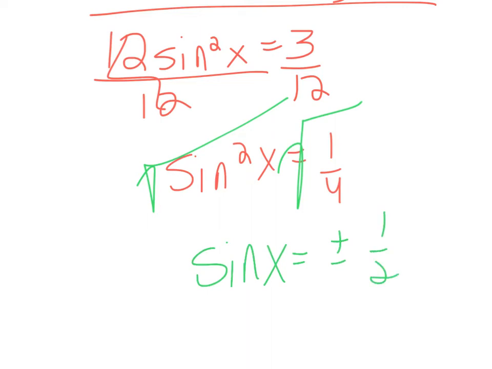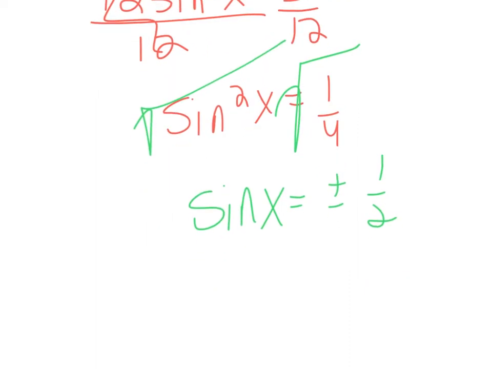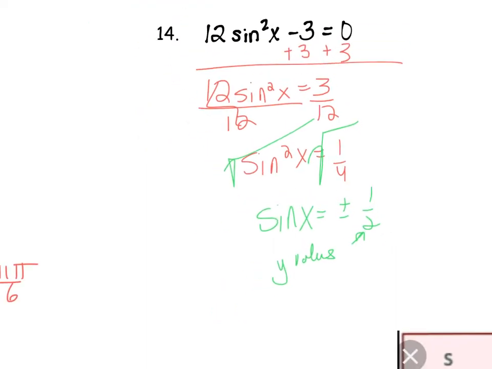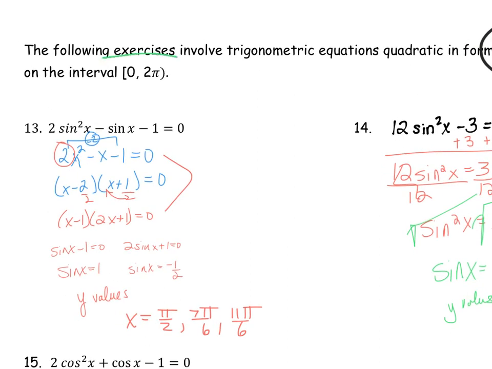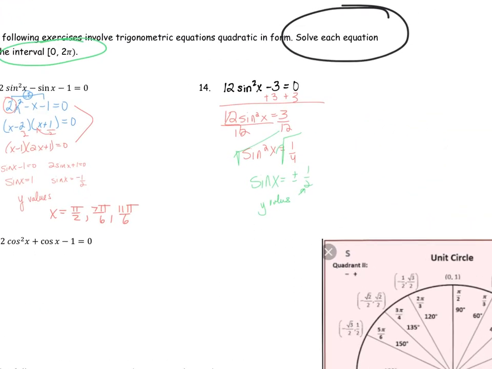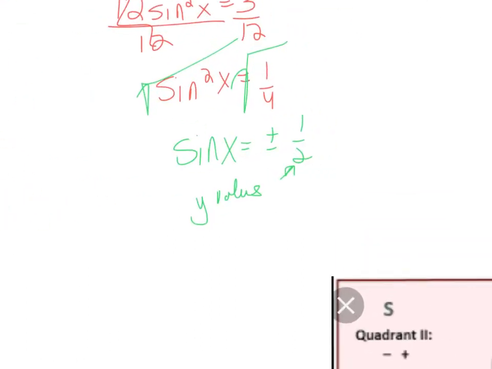4. There's 2 times when the y values, since it's sine, are positive 1/2, and there's 2 times when the y values are negative 1/2. I was given an interval to look at, right? Remember, if you're given an interval, we don't have to add the plus 2k pi. So where on my unit circle am I going to look?